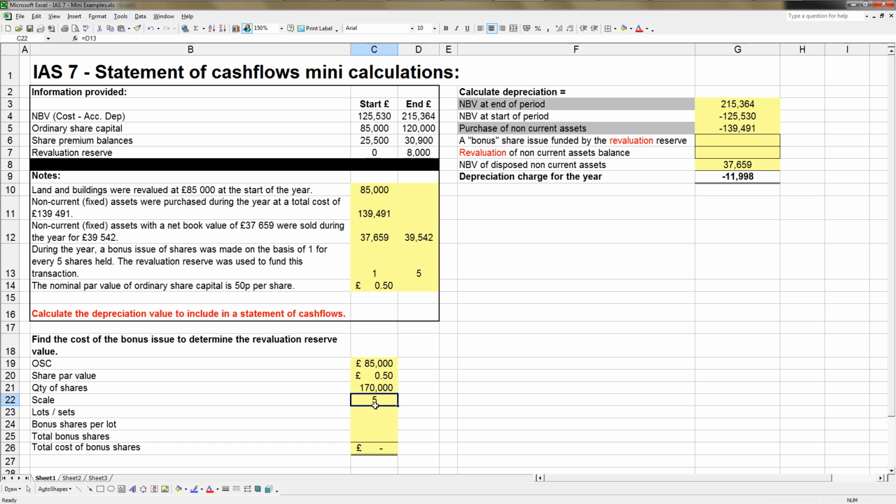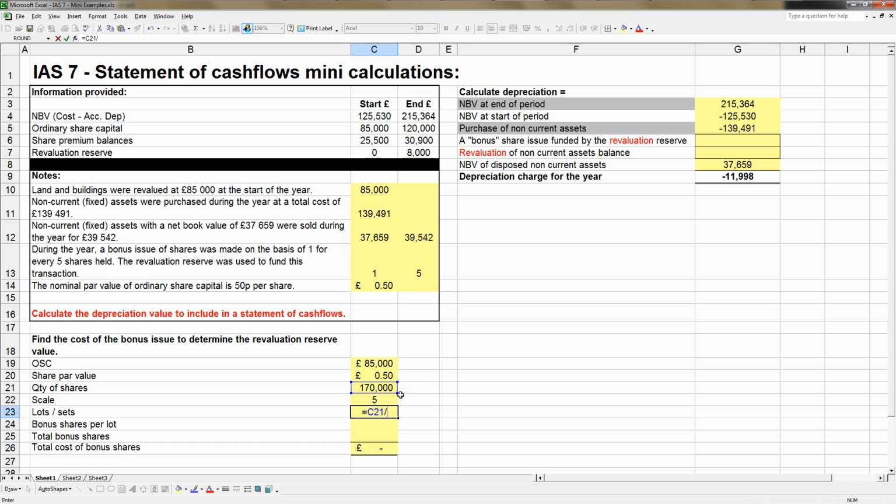It could be 2 or whatever. So 34 times 1 is 34,000. And the total cost of the bonus share, how did I get that? Well, the total cost of the bonus share, how much will it cost the company to issue 34,000 shares?